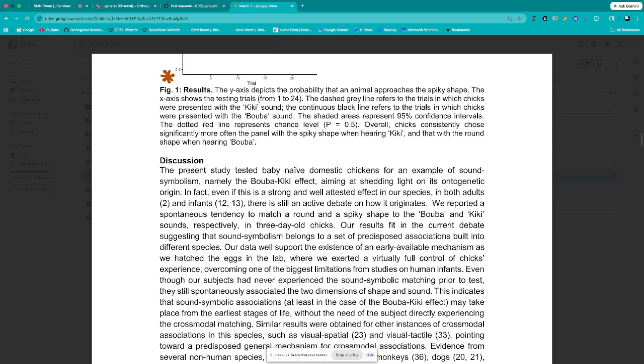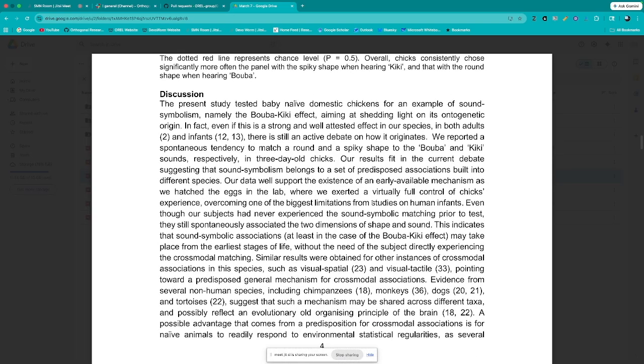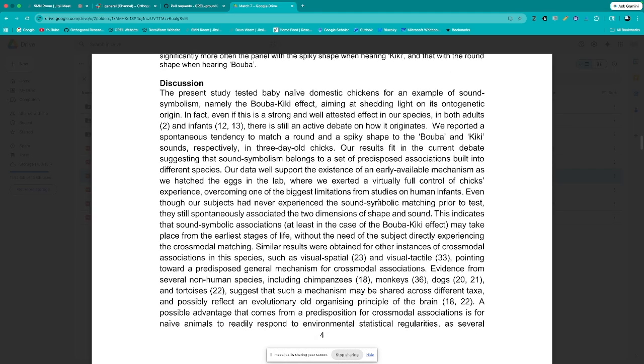So the discussion talks about how the present study tested baby naive domestic chickens for an example of sound symbolism, namely the Bouba-Kiki effect, and they want to understand the ontogenetic origin of this effect. In fact, even if this is a strong and well-tested effect in our species, in both adults and infants, there is still an active debate on how it originates. We report a spontaneous tendency to match a round and spiky shape to the Bouba and Kiki sounds respectively in 3-day-old chicks.